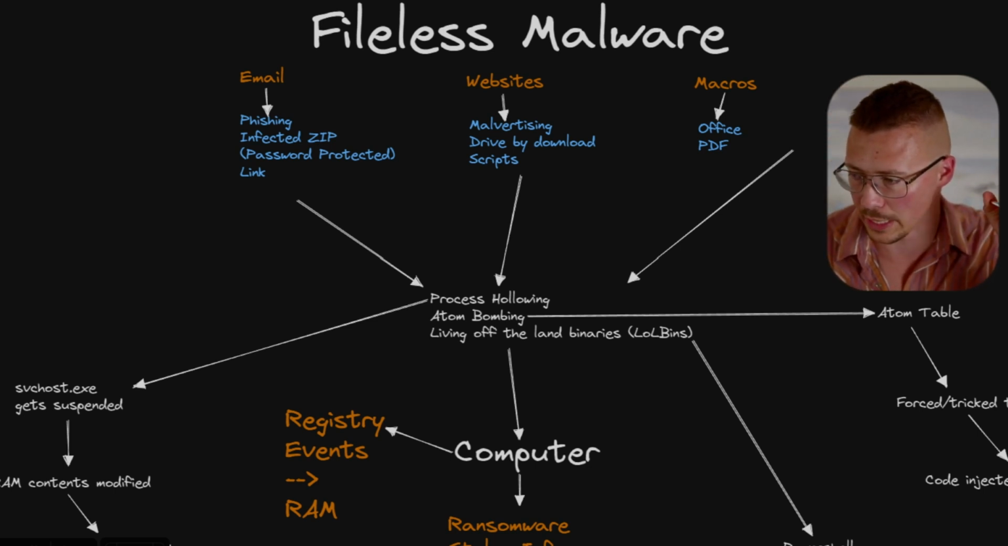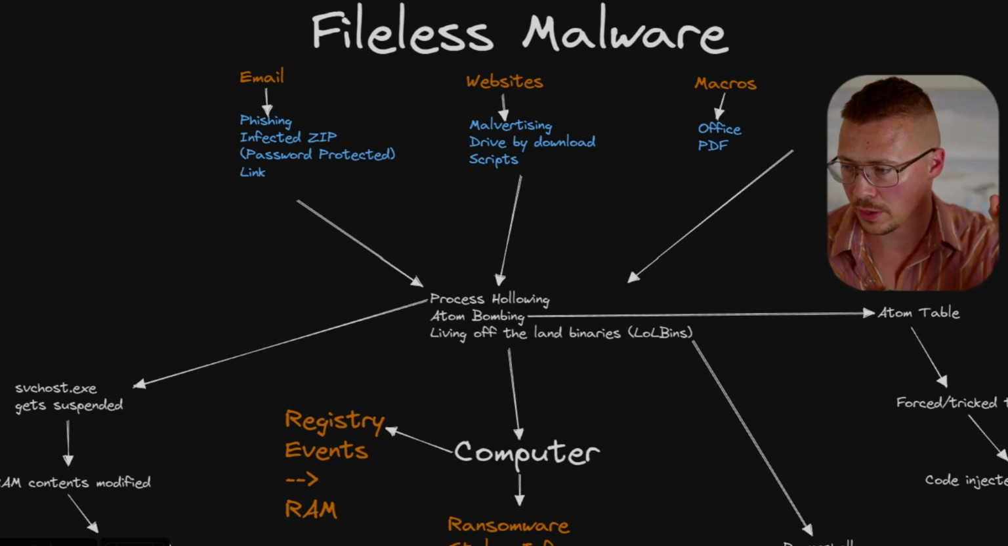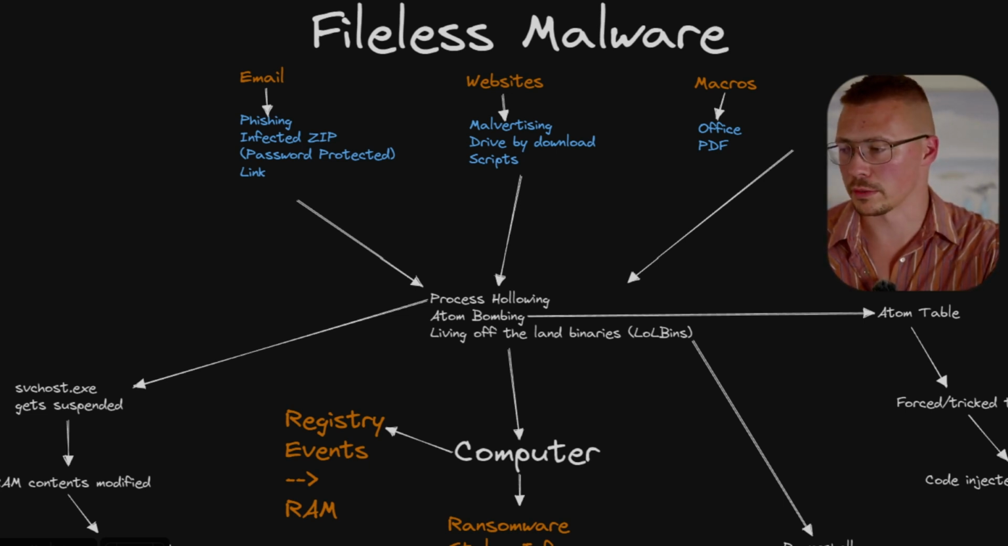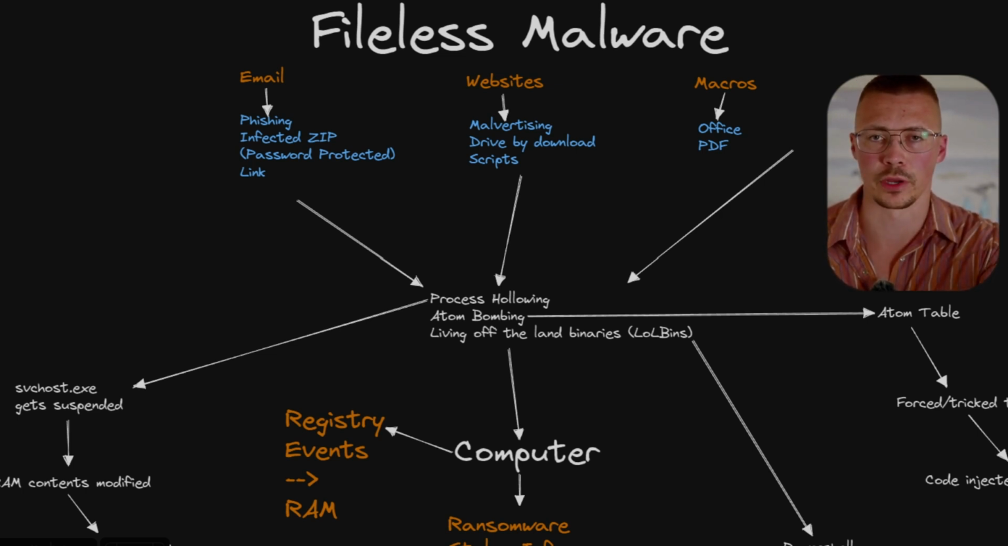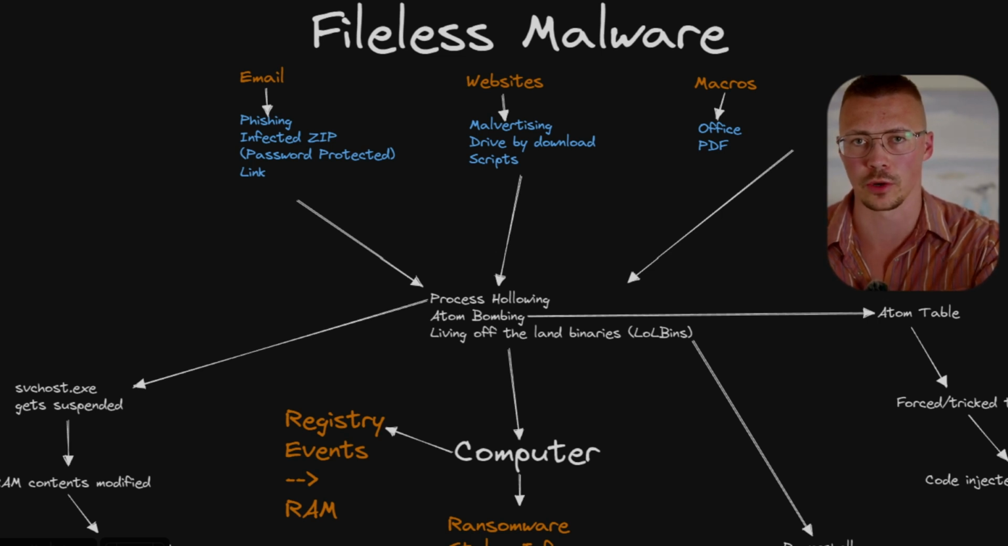So there's quite a few ways that you can get hit with this stuff. When it comes to email, one of the things that you'll see a lot is phishing. The threat actor will try to get someone to download an infected zip. Usually what they'll do is put a password on it. For those of you that aren't familiar with it, if you put a password on a zip file, basically it encrypts it, and so antivirus can't scan it ahead of time.